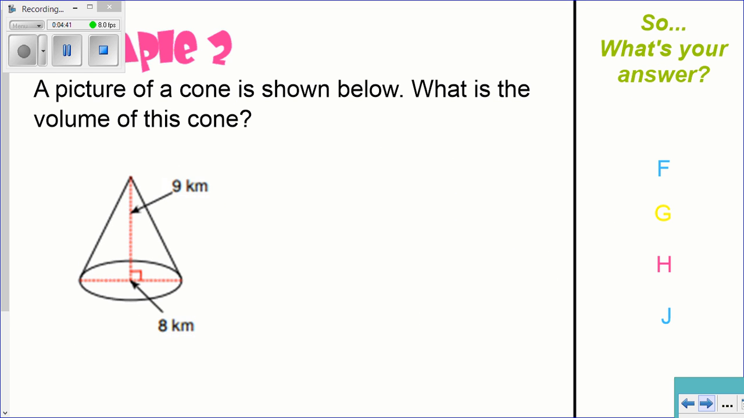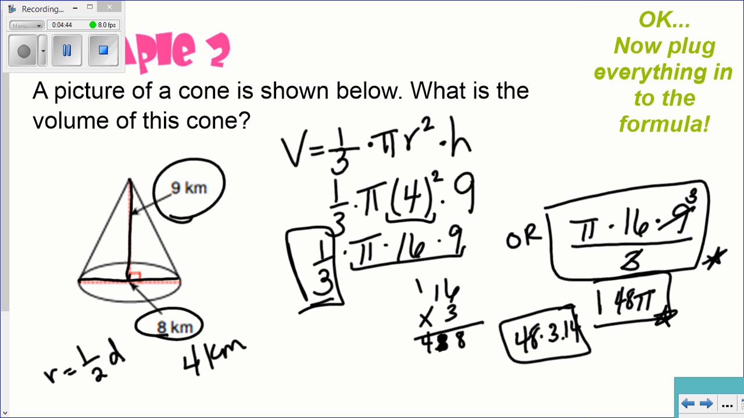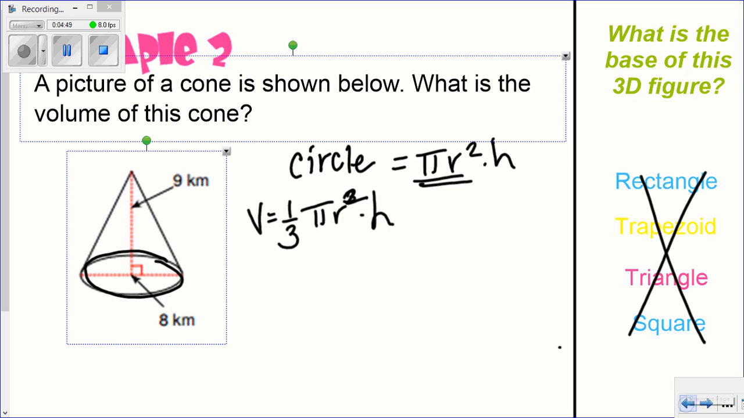And I didn't give you any answer choices here, but again, I'm going to flip back to the screen one more time. We found out the volume is 48 pi, or 48 times 3.14. Okay?